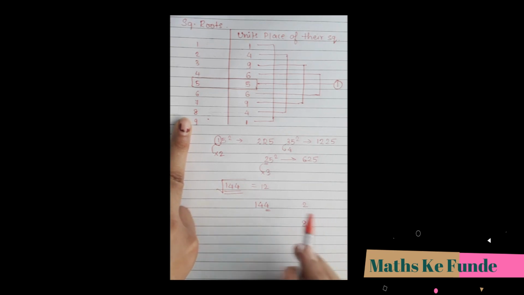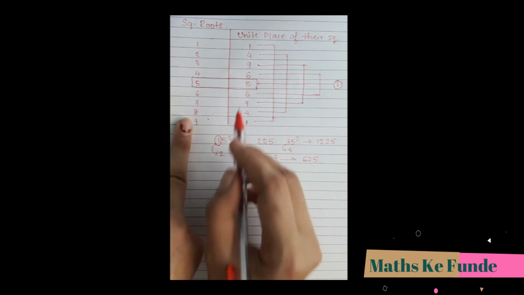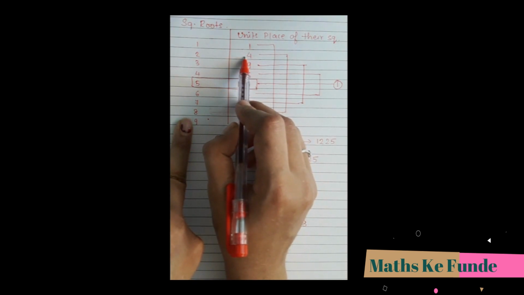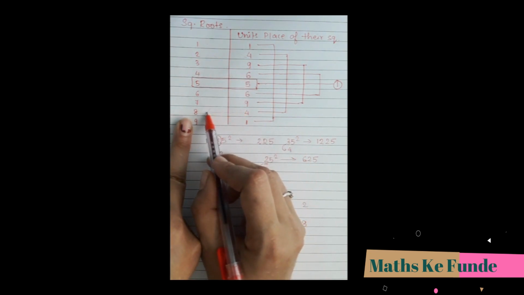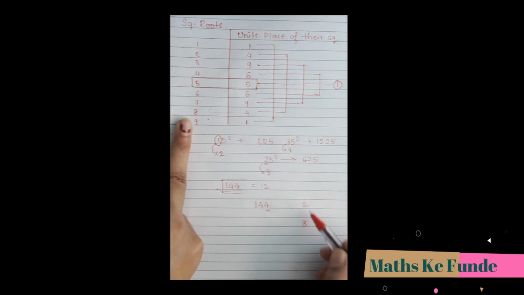I repeat again, how did I do this? I observe the units place, it's 4. Then I refer to the chart. I see whose square ends with 4. So it's either 2 or 8. So I write down 2 and 8.